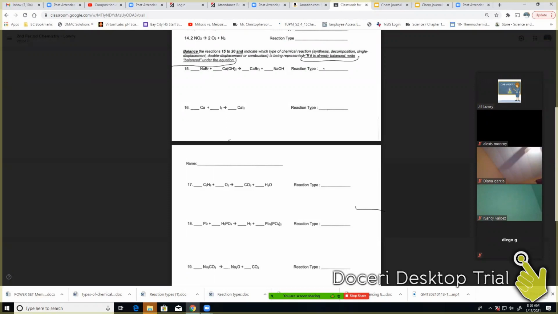Number 15 is double replacement, because I have two compounds. And see how the sodium and the calcium have switched places? The sodium is now with hydroxide, the OH, and the calcium's with the bromine. All right, so that just gives y'all a few on there to finish this worksheet. So you should have plenty of time.